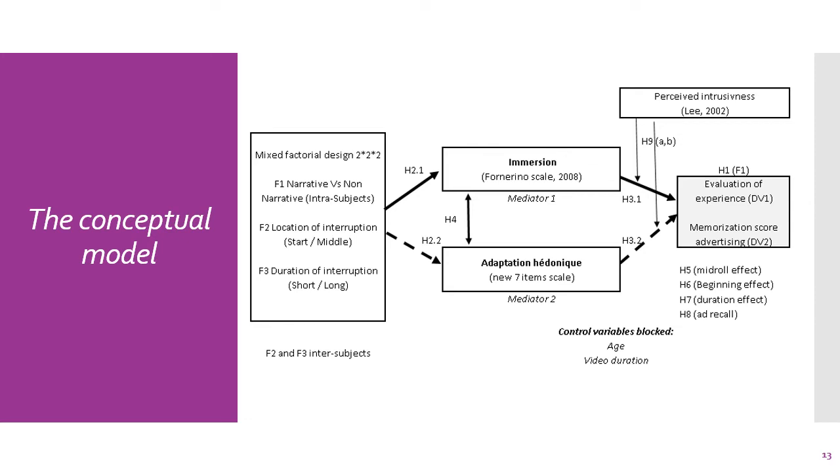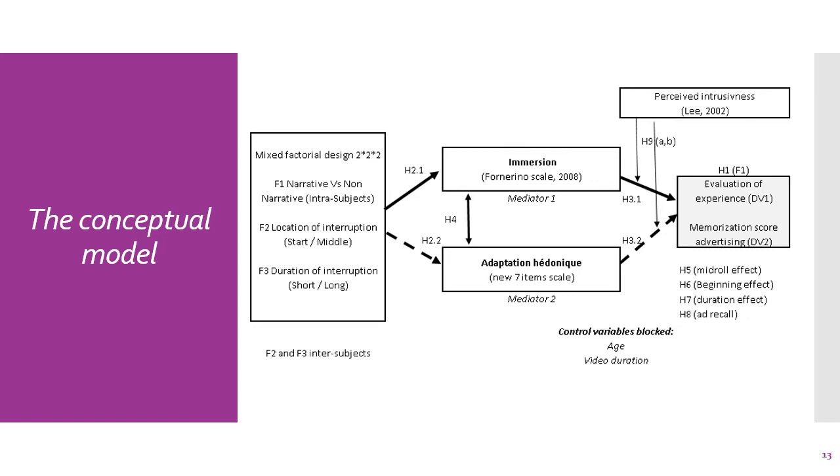We have the path that goes through immersion, and we have the path that goes through hedonic adaptation. Immersion in general is expected to appear when you have narrative content, when there is a history or a storytelling. Normally it's more engaging, and generally it generates a better evaluation of the experience and better memorization. And if the content is non-narrative, like a documentary, or there is no story in it, simply information, it can generate more boredom if the video is a little bit long. And this path will degrade the evaluation of the experience and also the memorization.